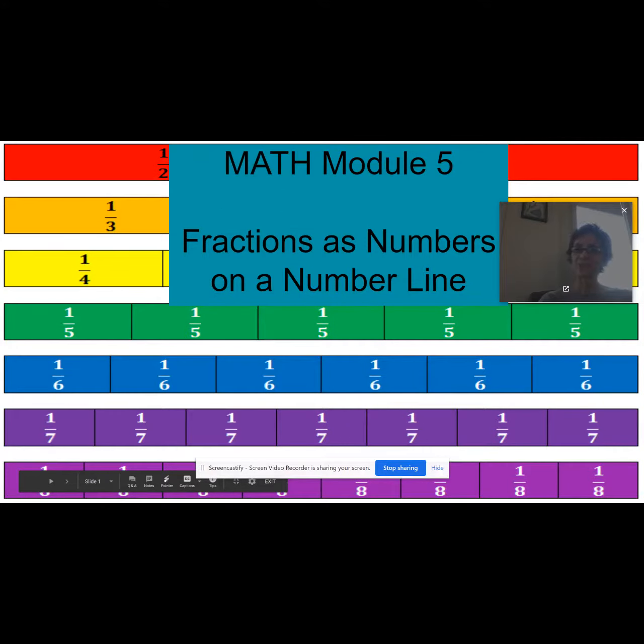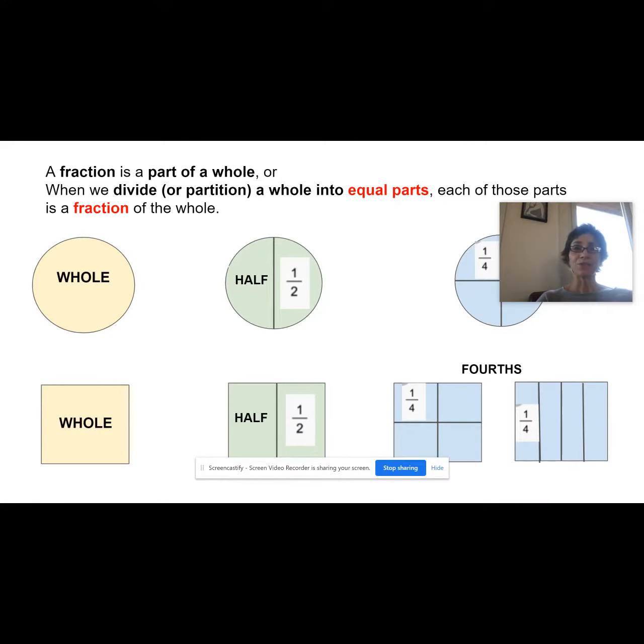Hi, third graders. Yesterday with Miss A, you started our new Module 5 on fractions. And you learned that a fraction is a part of a whole. So if we divide or partition one whole, like one whole pizza, one whole cake, into equal parts, the parts have to be equal, each of those parts is a fraction of the whole.